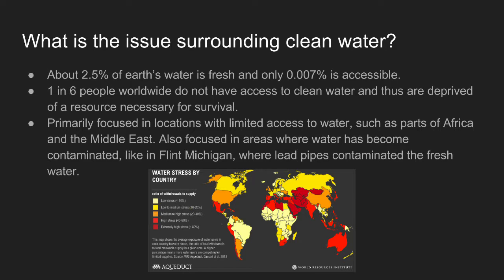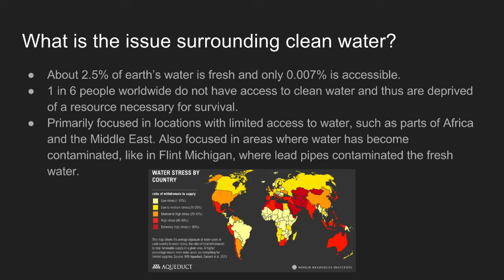What is the issue surrounding clean water? About 2.5% of Earth's water is fresh and only 0.007% is accessible. 1 in 6 people worldwide do not have access to clean water and thus are deprived of a resource necessary for survival. This is primarily focused in locations with limited access to water, such as parts of Africa and the Middle East.